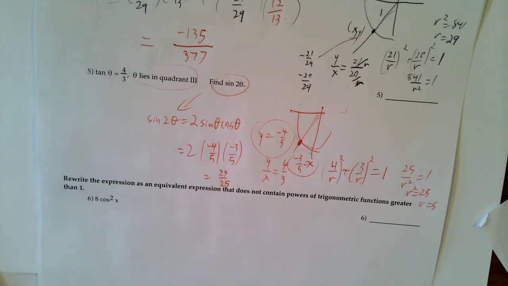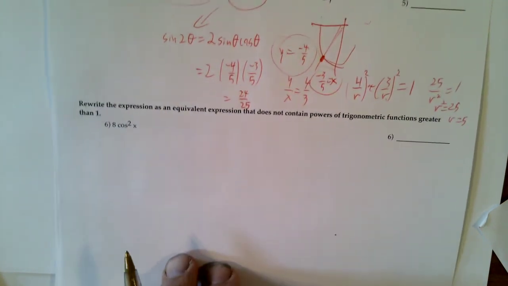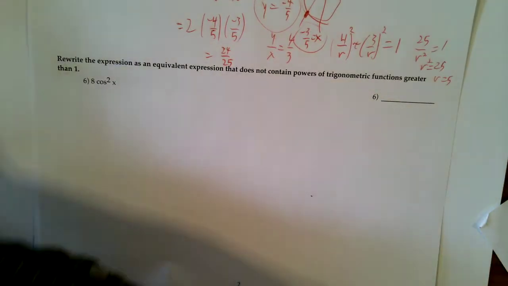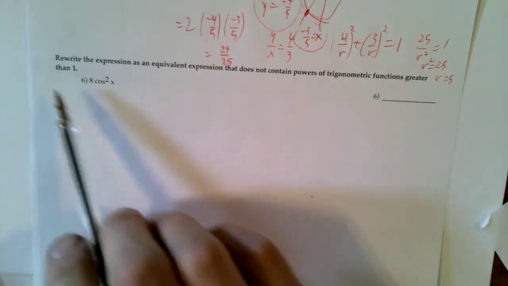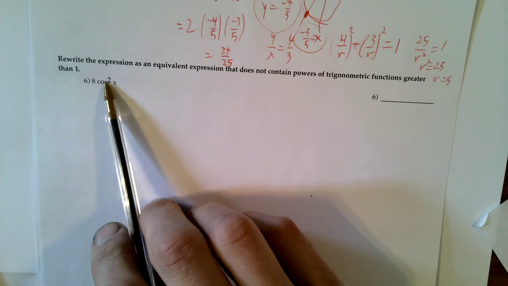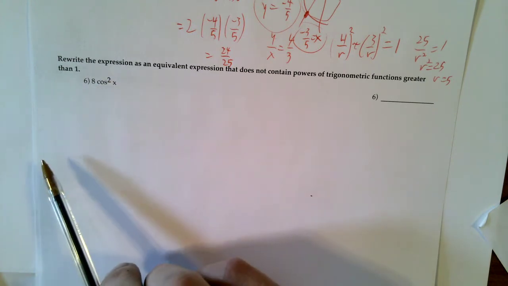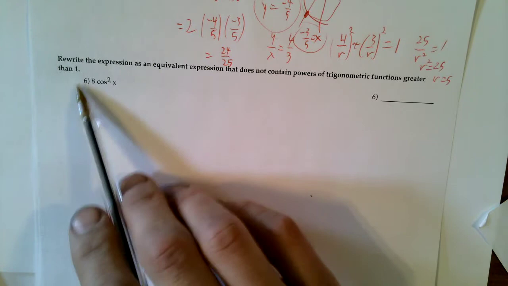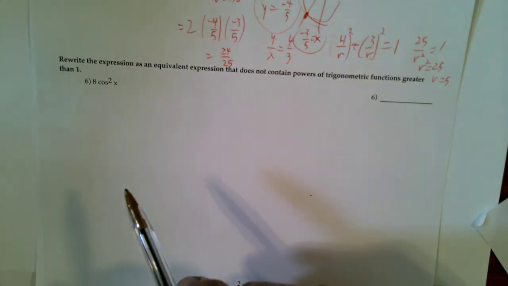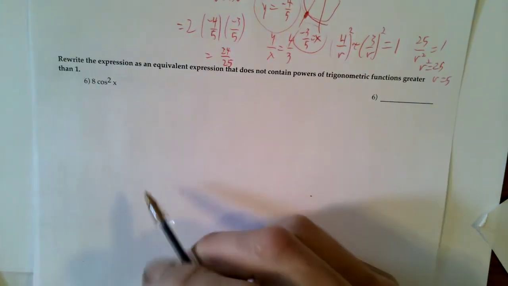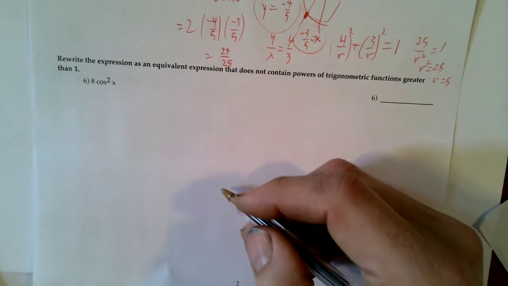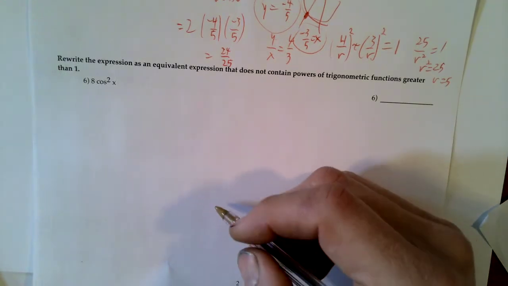And number 6 here. Rewrite the expression as an equivalent expression that does not contain powers of trigonometric functions greater than 1. If you don't like having exponents around, and believe me, when we're doing calculus on these things, we don't like having exponents around. But also, you don't probably know just from looking at it what the graph of that looks like, because it's squared instead of just being a regular wave function, right? Well, turns out it is a regular wave function. We got to put it in terms of stuff that doesn't have the squared in it.